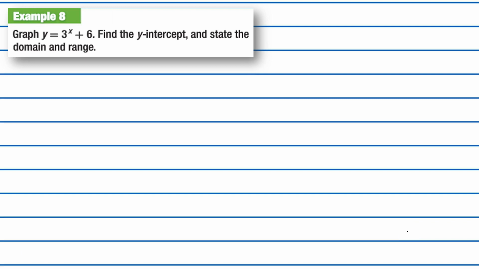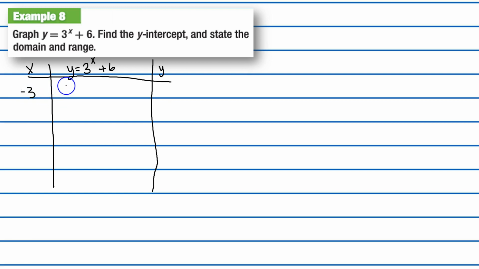All right, so let's try example 8. Graph y is equal to 3 to the power of x plus 6. We want to find the y-intercept and state the domain and range. So first of all, we need to find our x and y values so that we can graph this. So I'm going to say x, y is equal to 3 to the power of x plus 6, and then I'm going to say y. So I'm going to make a little chart here. So I'm going to choose some random numbers, some positives and negatives.